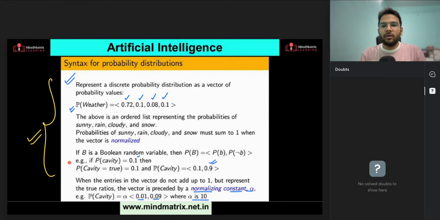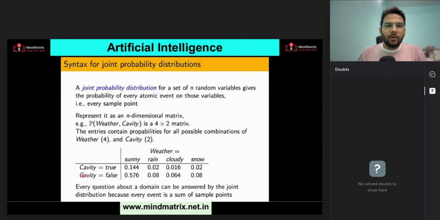Fine, thank you. Okay, now let's talk about the joint probability distribution. This is a very important topic. What is joint probability distribution? Let's say you have a set of n random variables. For example, you can consider weather and cavity. These are the two random variables given to you.